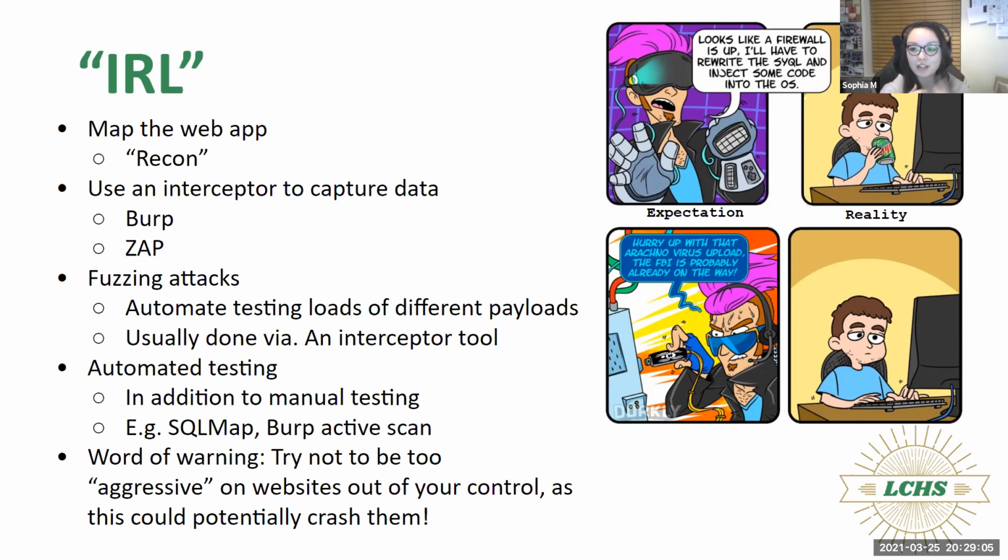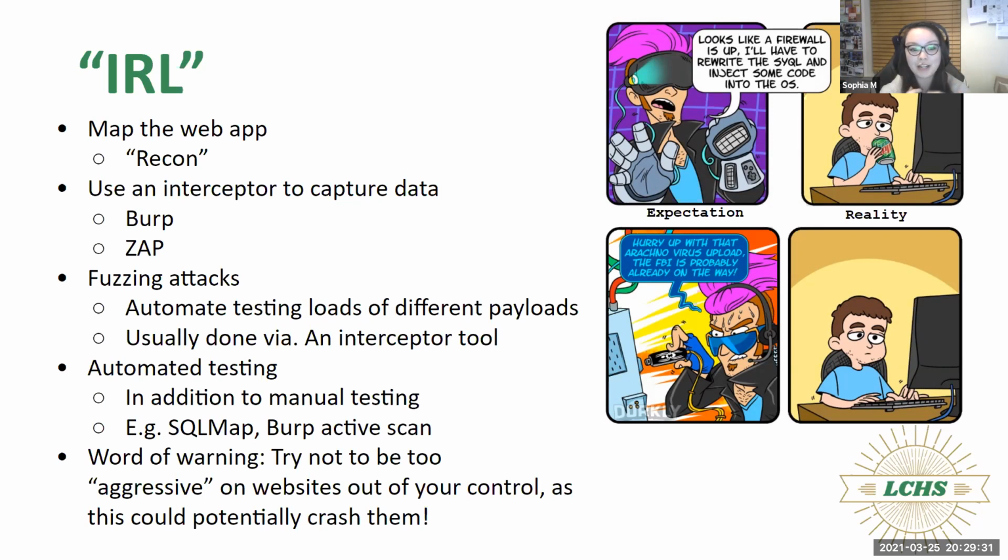So there are loads of different kinds of software that you can use. There's Burp, which is very popular, and there's also Zap, which is actually run by the OWASP Foundation. And using an interceptor, you can start to do more fancy stuff like fuzzing attacks. So what we mean by this is automating, testing loads of different payloads and testing loads of different requests. And you can even do automated testing as well.